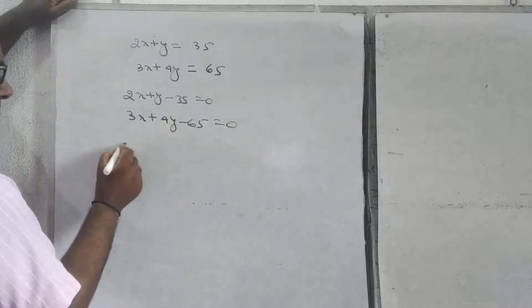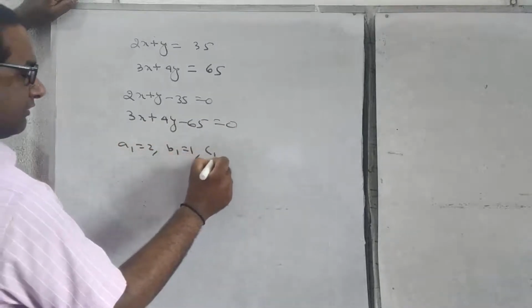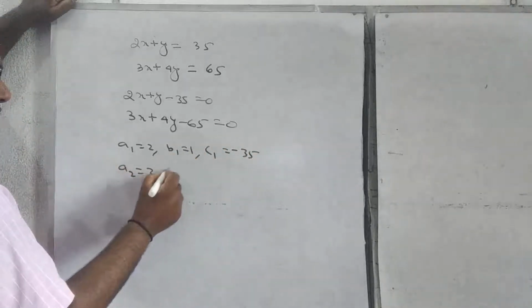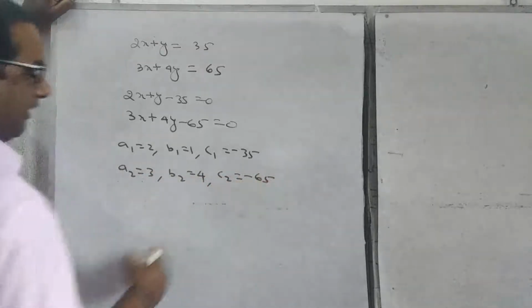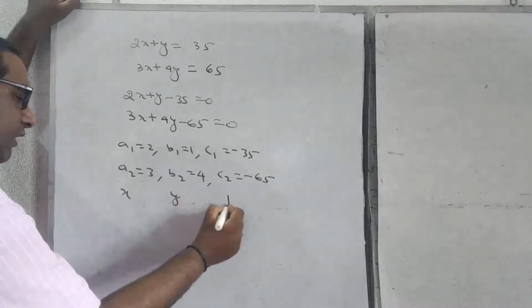Now here a1 is equal to 2, b1 is equal to 1, c1 is equal to minus 35. a2 is equal to 3, b2 is equal to 4, c2 is equal to minus 65. Now by cross multiplication we start with x, y, 1.